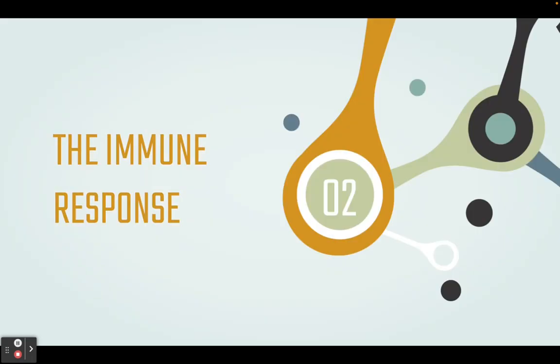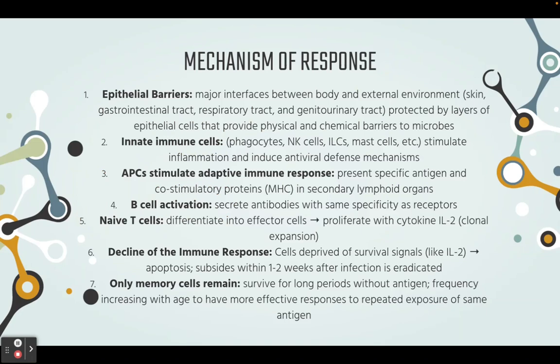Okay, so what is a typical immune response and what does it look like? This is a lot of information, but I'm just going to summarize it in general. First, we have our innate immunity at the epithelial barriers, which are the first line of defense, and that's just where your skin or your body interacts with the external environment, and that will stimulate the innate immunity, which stimulates inflammation and antiviral defense mechanisms. Then you have the APCs that will stimulate your adaptive immunity, which leads to your humoral immunity activation.